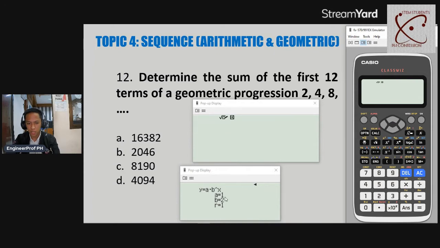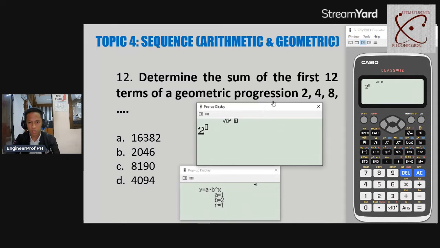So input natin si equation. So that is, A natin is 1. Kahit wag nang ilagay kasi 1 lang naman siya. So for B, A dot B, so B is 2. So 2 raised to, ano ba yung ating X? So determine the sum. Okay, sorry for that. Summation pala ito. So we have here shift summation. Okay, shift sum. Then input natin dito yung value. So A is 1 and B is 2. Kahit wag nang ilagay si 1, lagay natin yung 2 dito.